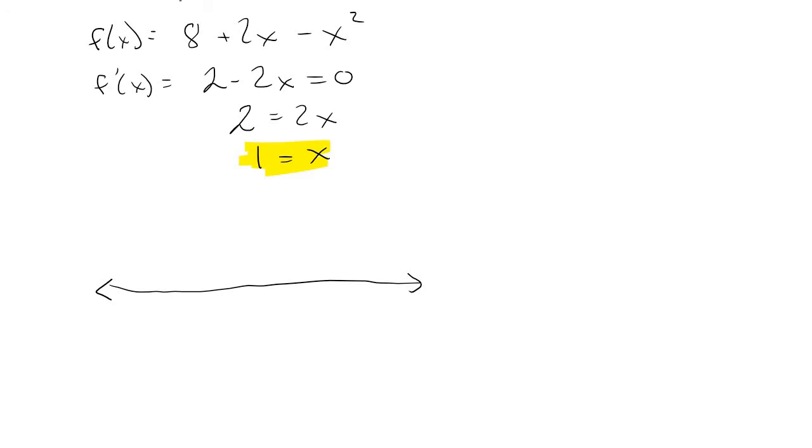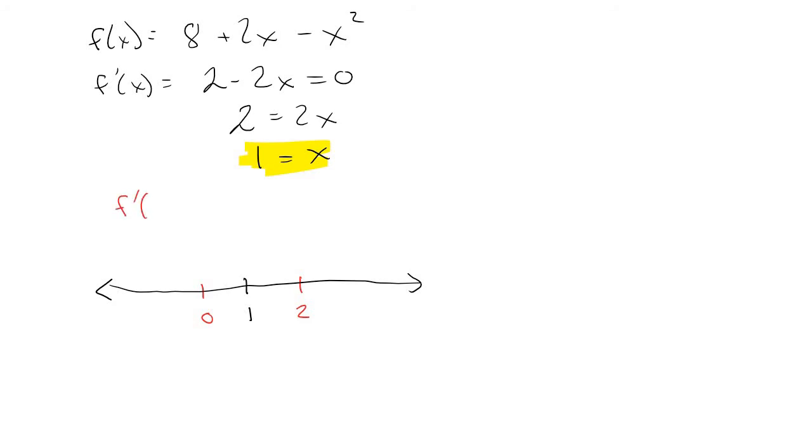Let's put the critical point right in the center. And then let's identify a point to the left of it, such as 0, and a point to the right of it, such as 2. Now what I'm going to do is take the first derivative and evaluate both of those points.